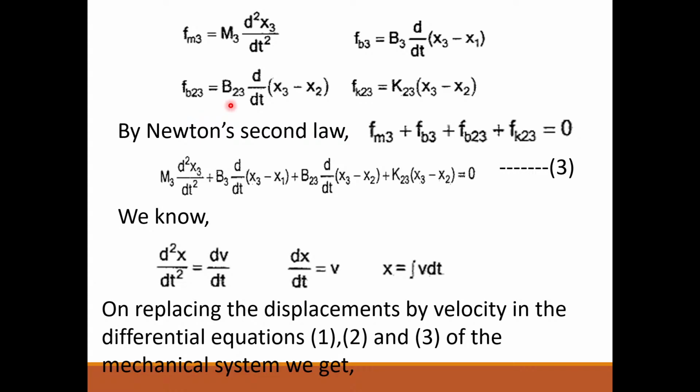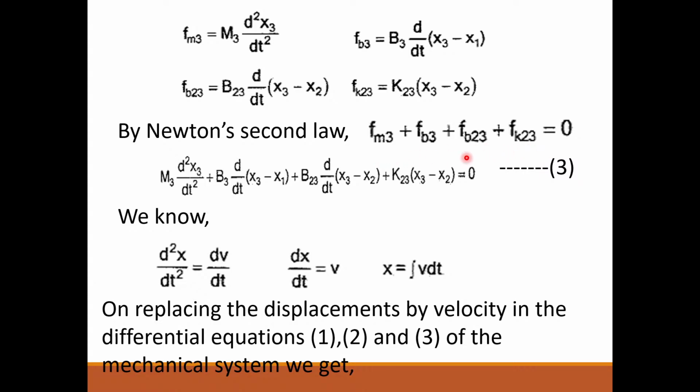Similarly, Fb23 is B23 d by dt of x3 minus x2. And Fk23 is K23 times x3 minus x2. So by Newton's second law, applied forces must be equal to the opposing forces. Here applied force is 0. What are all the opposing forces? Fm3, Fb3, Fb23 and Fk23. They are the opposing forces.